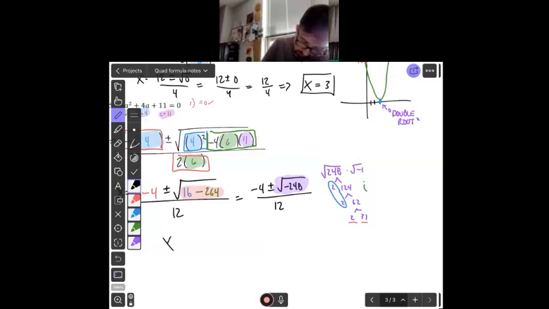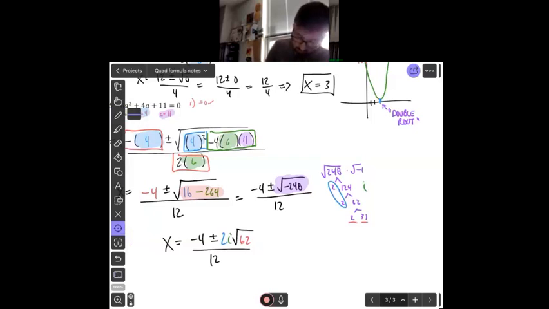So I get x equals negative 4 plus or minus, all over 12. So that pair of 2's gets to come out. My i gets to come out. The 2 and the 31 both stay under and multiply back together, so that gives me 62. A pretty crazy answer here. So negative 4 plus or minus 2i radical 62, all divided by 12.